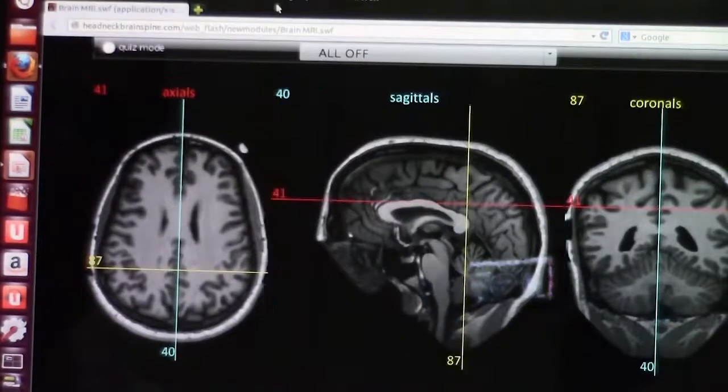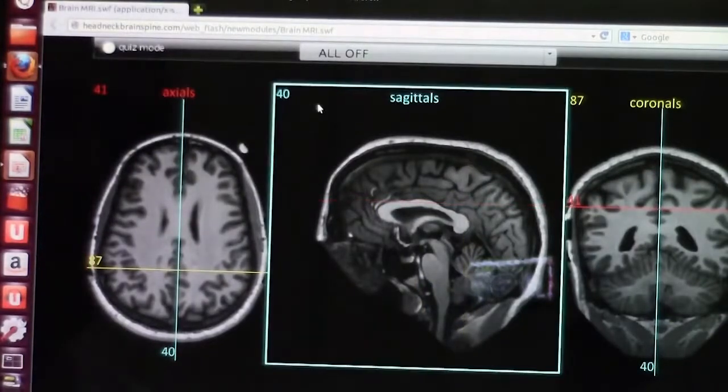This website, head-neck-brain-spine-MRI.com, is extremely helpful, as it has brain modules or neuromodules where you can point to the structure, and it will tell you at the bottom what the structure is. So here I am pointing to corpus callosum, and at the bottom you can see that it will tell you that it's corpus callosum.